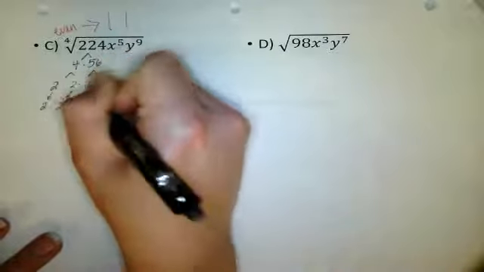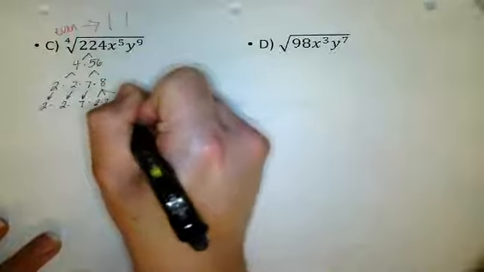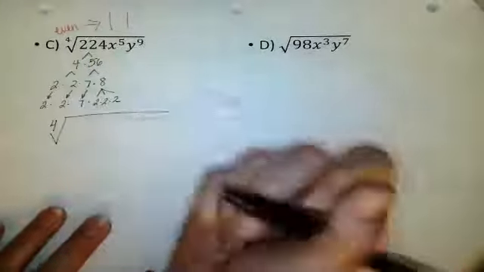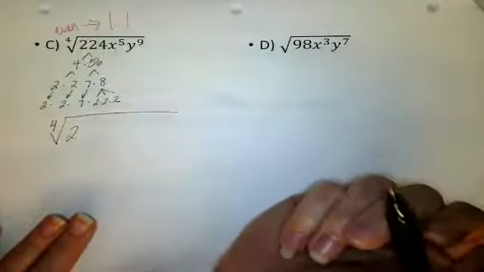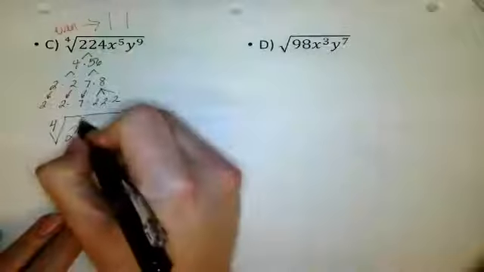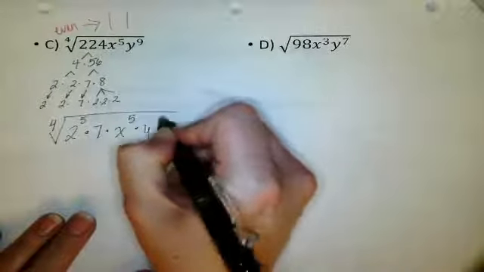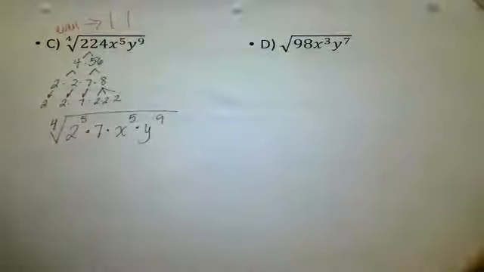So the 8 can go a little bit further. 8 is 2 times 2 times 2. So I can rewrite this as 2 to what power? 2 to the 5th times 7 times x to the 5th times y to the 9th. All right, so that's the prime factorization of that number, 224.